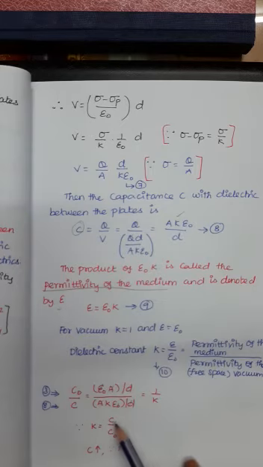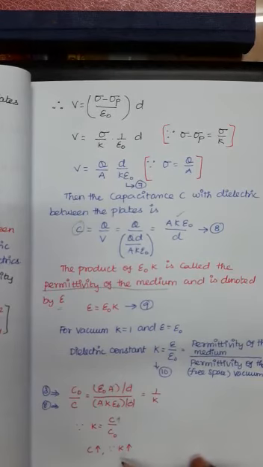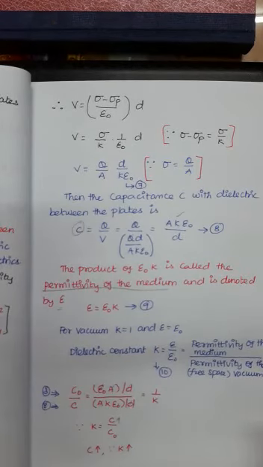From that equation we can conclude that when the capacitance with the dielectric increases, obviously the dielectric constant also increases. Or otherwise, if the dielectric constant K increases, the capacitance of the capacitor with a dielectric medium increases. Thank you.